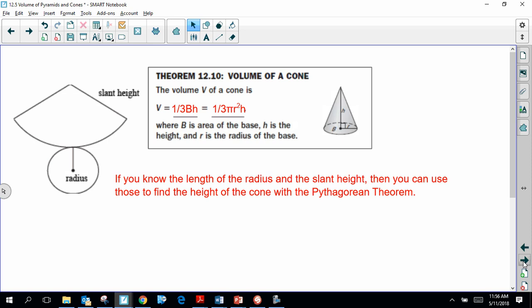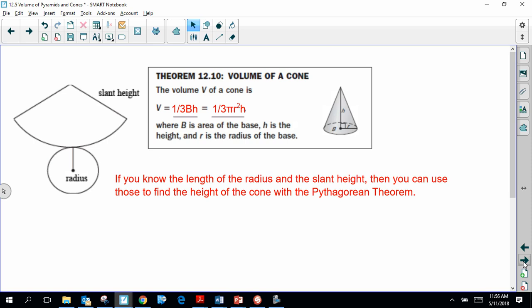But of course the base in this case is a circle, so it's just pi r squared. So cylinders and cones are usually pretty easy in that aspect, simply because the base is always a circle. It doesn't really change much. So 1/3 times pi times the radius squared times the height.